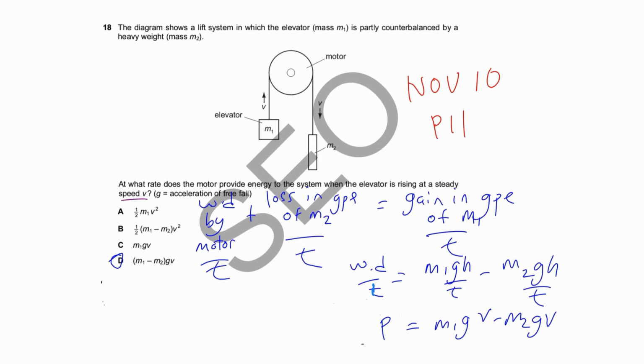So you will notice that H is actually the change in height, which is the distance traveled over time, so that is speed. This is also change in height over time, so that is speed. So basically you can change this to V and change this to V. So you get M1 GV minus M2 GV.